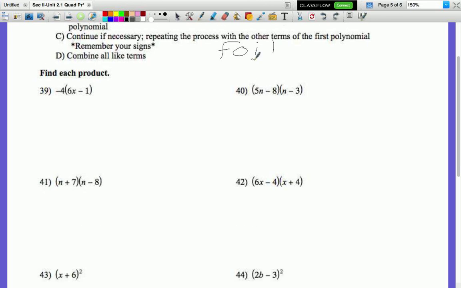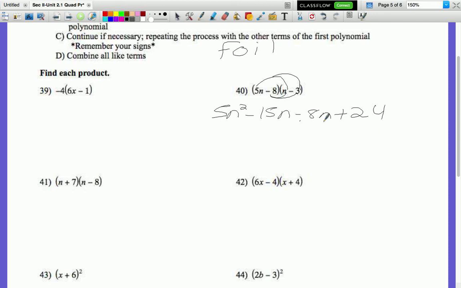If we use FOIL on 40, the first terms are 5n times n. So 5n times n is 5n squared. Remember, when you multiply variables, you add exponents. The O in FOIL stands for outsides. We take 5n times negative 3, which is negative 15n. The I stands for insides, so negative 8 times n is negative 8n. And the L stands for the last, so negative 8 times negative 3, you get positive 24.